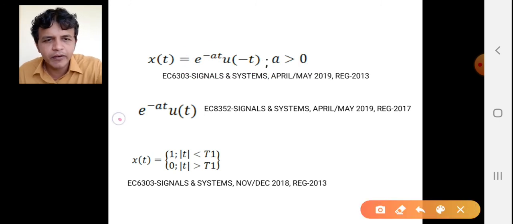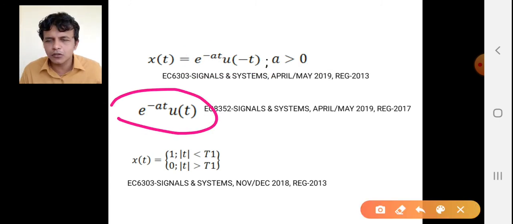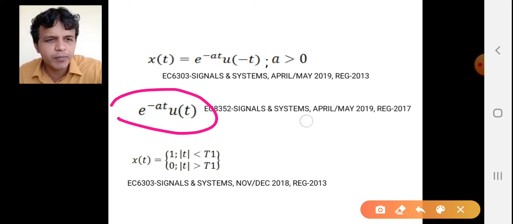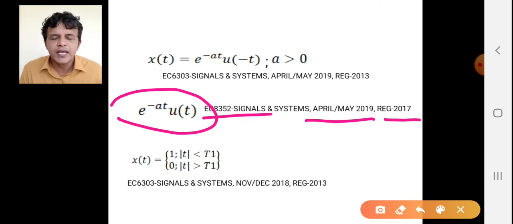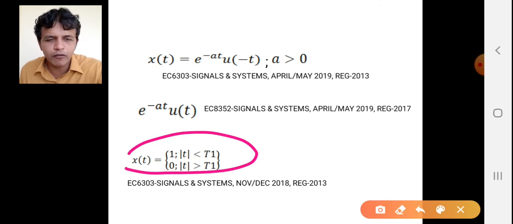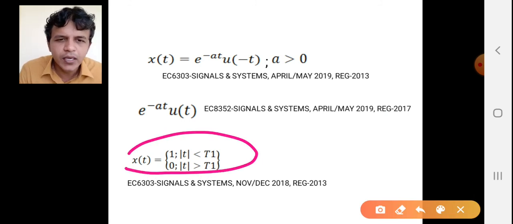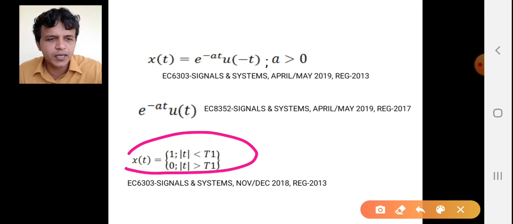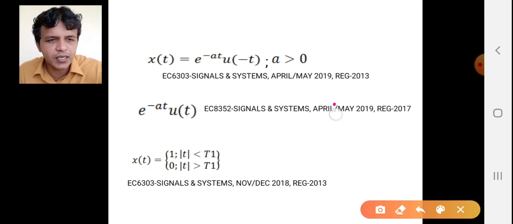Okay, and when we talk about the second question, it is also similar to the same question, and it was asked in April-May 2019 in regulation 2017 under the subject code EC8352 signals and systems. Now let us talk about the next signal. X of t equal to 1 for modulus of t less than t1, and 0 for modulus of t greater than t1. So we will be having a signal like this.